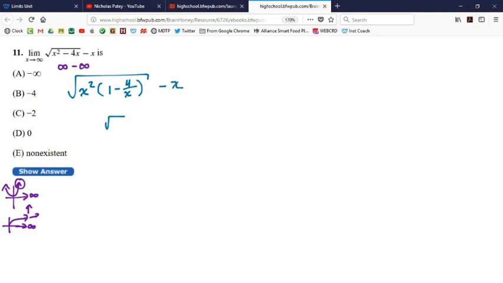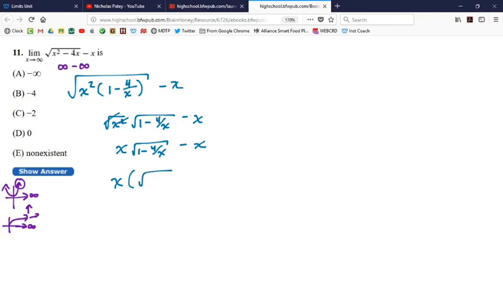All right, so I factored out an x squared inside the square root. What is x squared divided by x squared? That's 1. What is 4x divided by x squared? That's 4 over x. And the reason I'm doing that is now I can take an x squared out of this. So I get the square root of x squared, and then I have 1 minus 4 over x, and then we're subtracting x out here. What is the square root of x squared? That's just an x. And then I have 1 minus 4 over x, and then minus x.